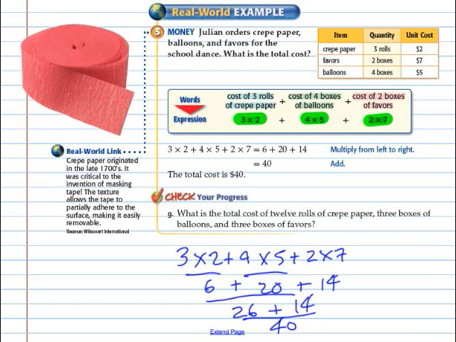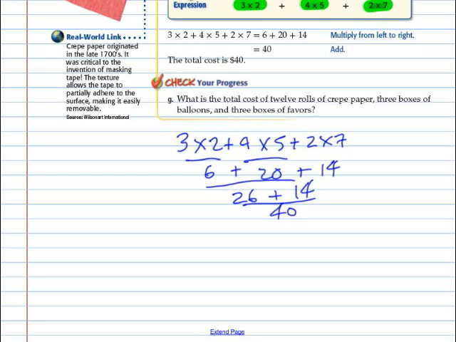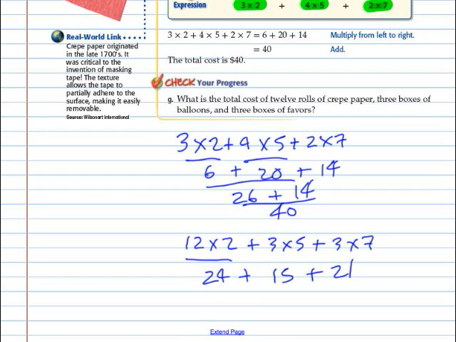It says, what's the total cost of 12 rolls of crepe paper, 3 boxes of balloons, and 3 boxes of favors? Well, the crepe paper costs us $2 a box, so 12 times 2. The balloons cost us $5 a box, so we have 3 times 5. And then the party favors, we got 3 boxes of party favors. Those are $7 a piece. So we have 24 plus 15 plus 21 gives us 39 plus 21, which is 60.